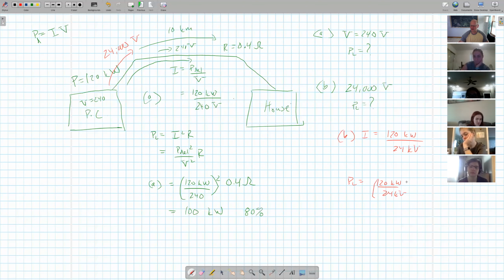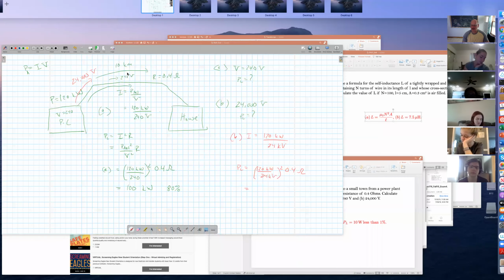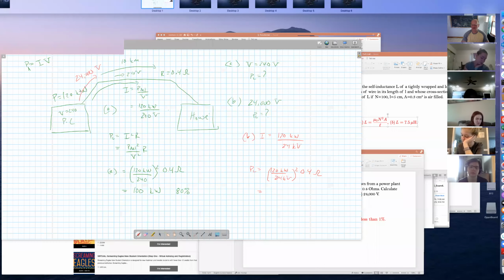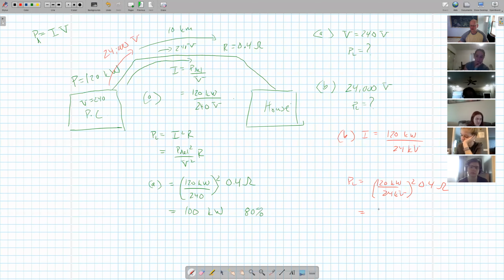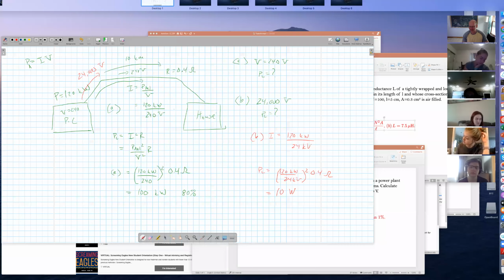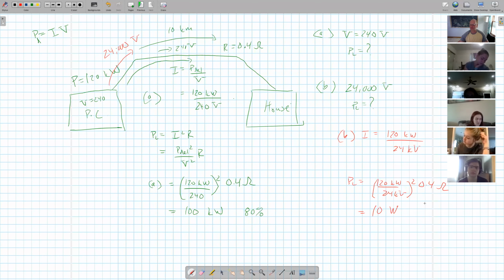So the kilo portion is going to go away, quantity squared times 0.4 ohms. Plug in those numbers, multiply all that out, and I get, if I remember right, 10 watts. So in this case, only 10 watts are lost by the time it reaches your house, which means that now that's less than 1% which is being lost. So now less than 1%.